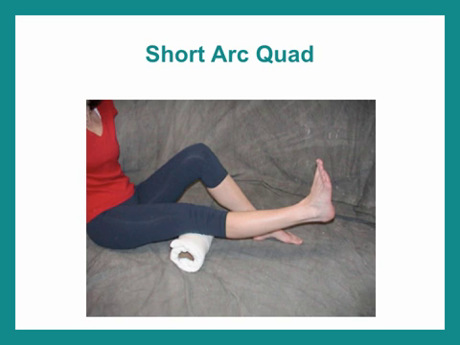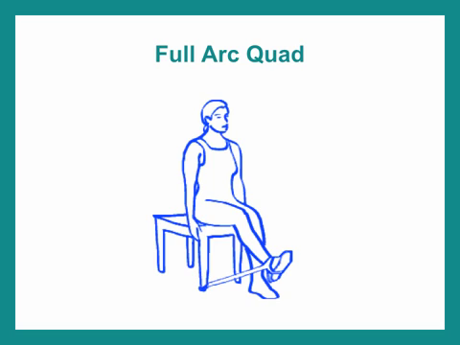Here's a short arc quad, so she starts with her heel down on the table, contracts the quadriceps, and extends the knee at the same time. Full arc quad is if the knee starts down in 90 degrees and you extend into 0. You wouldn't have to have any resistance in order to call it a full arc quad.